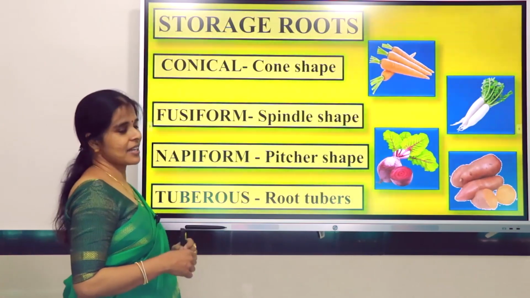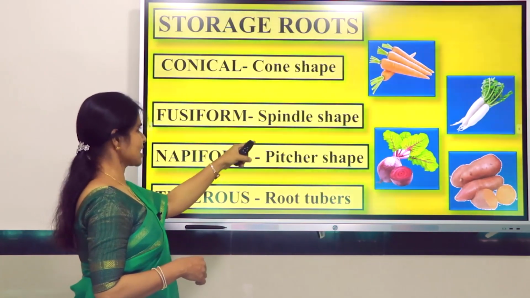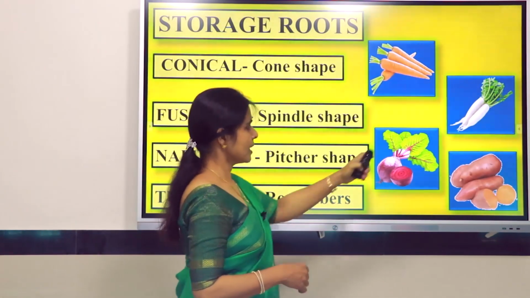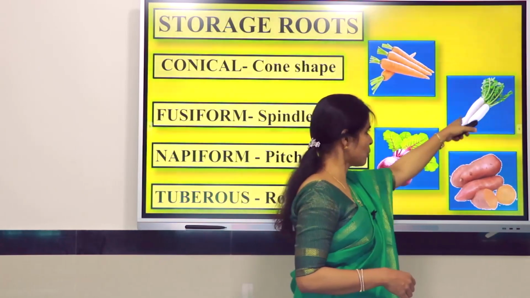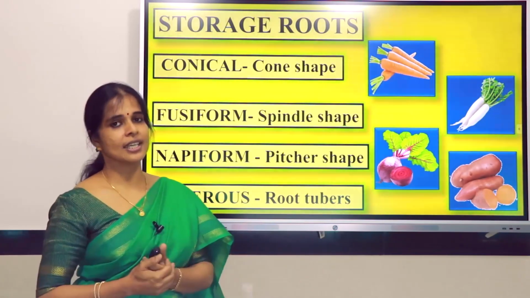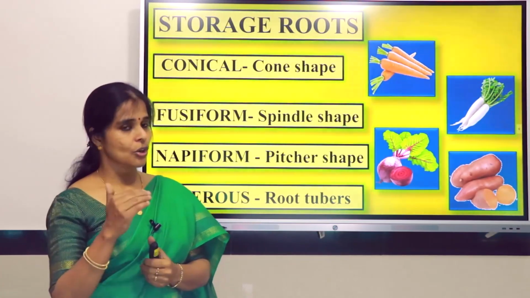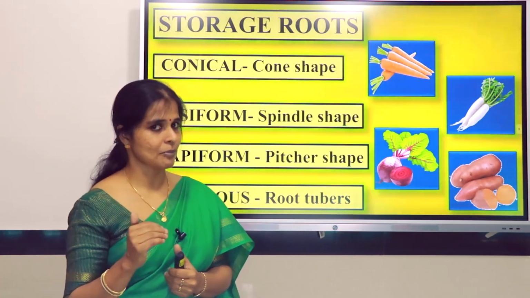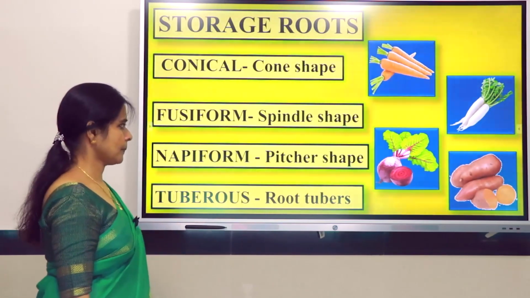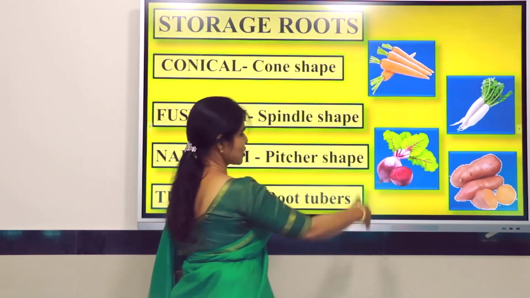Next, in some other plants, instead of a cone, the root forms a spindle shape for the storage of food, and when it is spindle shaped, it is known as fusiform. The fusiform shape is generally seen in radish. You can see both ends tapering, a spindle shape. So, the root modifies into a spindle shape and stores the food in it. If storage of food takes place in a spindle-shaped root, such root modification is known as fusiform.